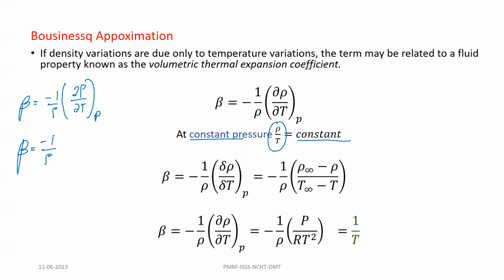So 1 by rho into delta rho by delta T at constant pressure. Delta rho is simply rho infinity minus rho. So in a fluid layer, if this is rho and this is rho infinity, here it will be T and T infinity. So you can see that variation. It is actually a constant value at a particular temperature.